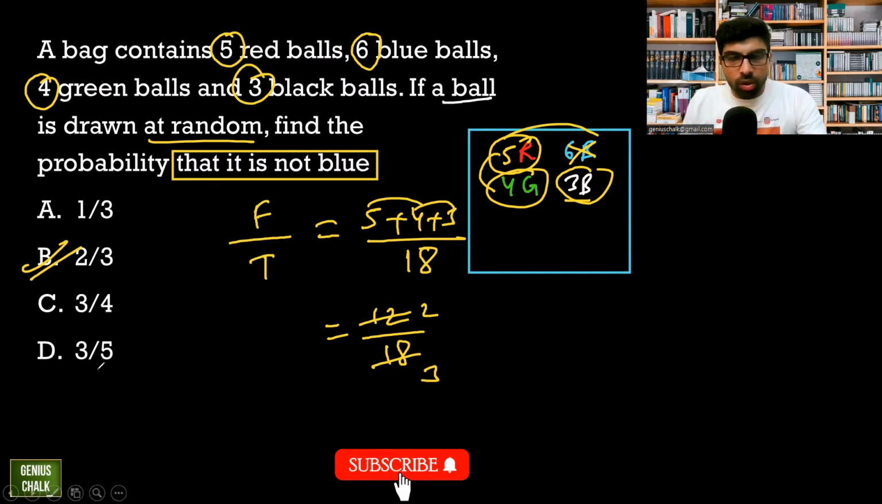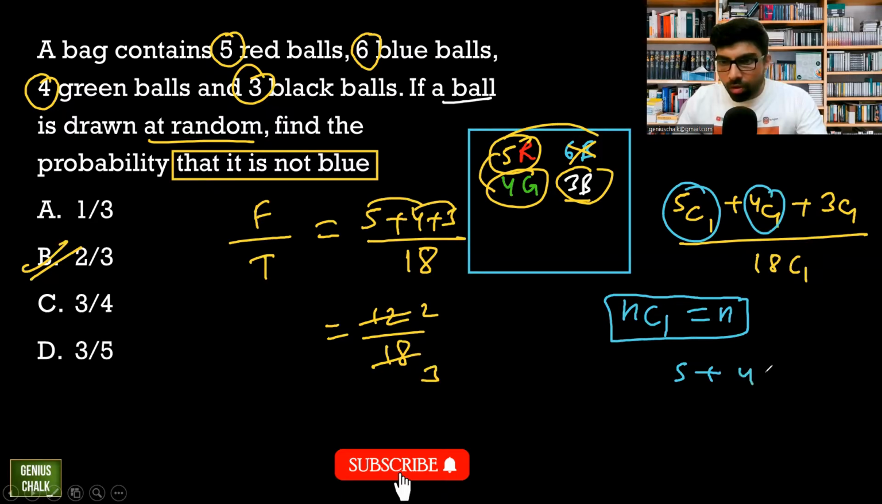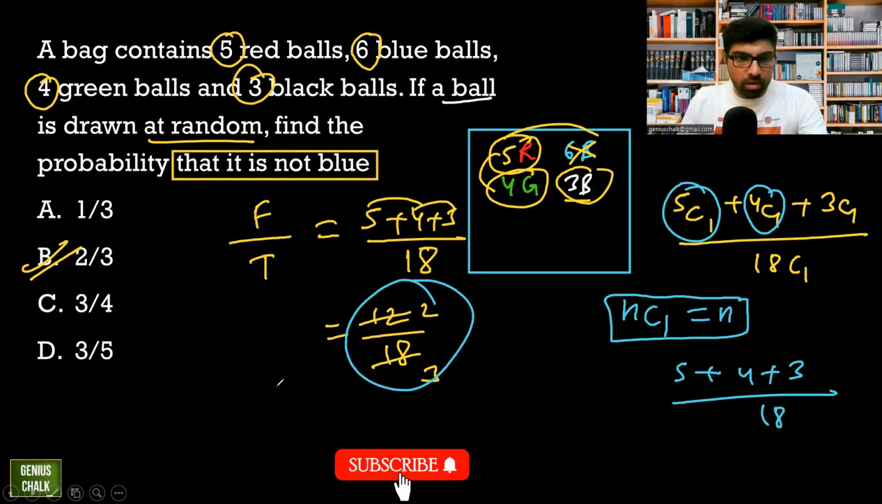And because we are drawing only one ball, we can write it like this also. The ball could be from 5 red balls, 1 selected, 4 green balls, 1 selected. Selection means combination, 4C1, or 3 black balls, 1 selected, by total 18 balls, 1 selected. And you know that in permutations and combinations you have learned NC1 is equal to N. This is the logic. So 5C1 will be 5, 4C1 will be 4, and 3C1 will be 3 by 18. So the answer is the same again, 2 by 3, right?